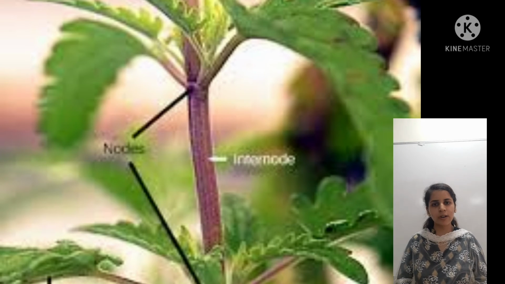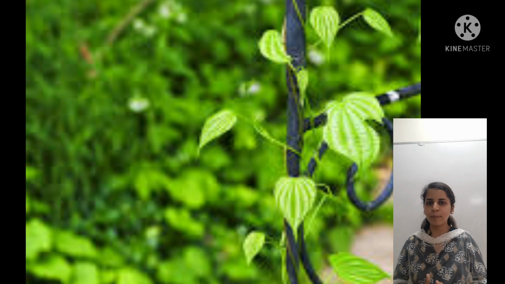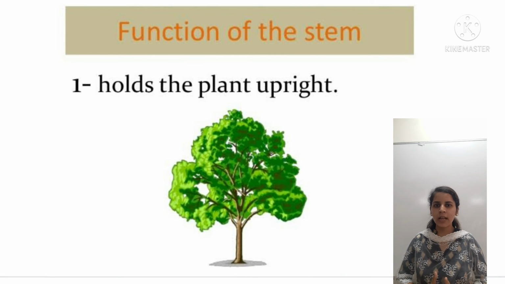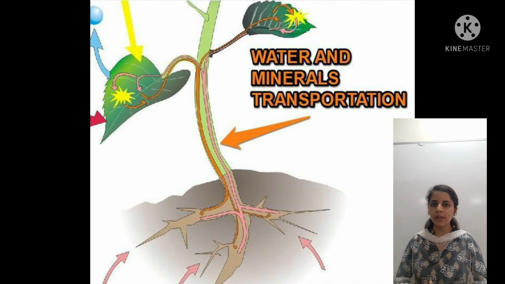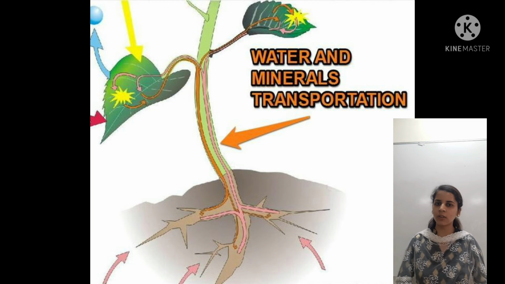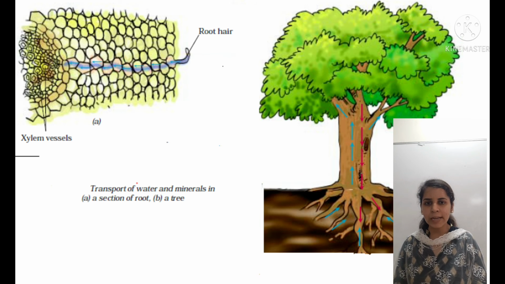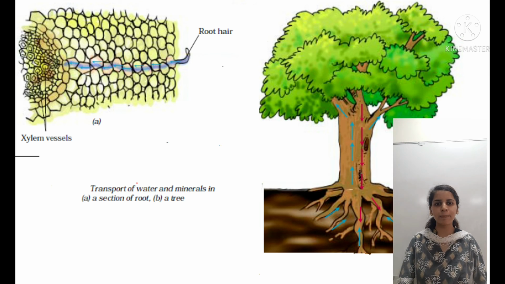So students, functions of stem are, it supports branches that bear leaves, flowers, buds and fruits. They hold the plant upright. They carry water and minerals from roots to the other parts of the plant. They also carry food which is prepared by leaves to the other parts of the plant.